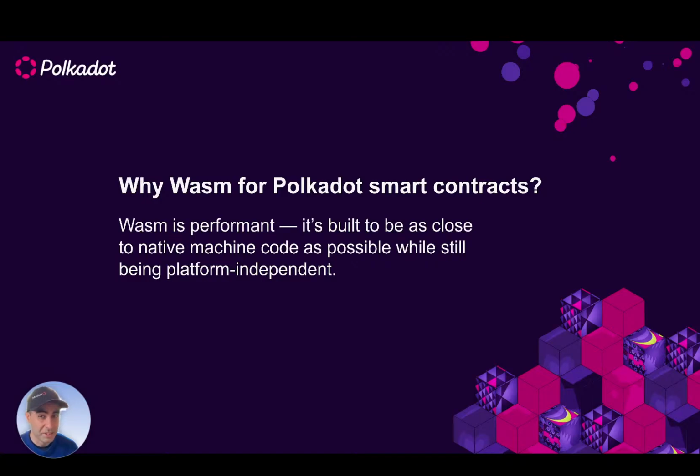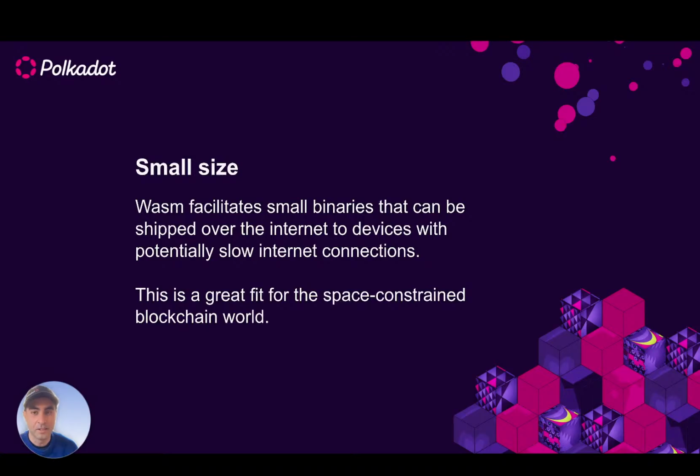So why WebAssembly? WebAssembly is highly performant. It's fast because it's built close to native machine code. It's platform independent. It was built for space constrained mediums, for example, browsers, right? Or like in here it says it can be shipped over the internet to devices with potentially slow internet connections. So it was built with that in mind, which is great for the blockchain, right? If we're thinking of Ink smart contracts, when we compile down to WebAssembly, we have to upload that code to a blockchain, right? An Ink compatible blockchain. So all these little WASMs get uploaded to a Substrate-based blockchain. So WebAssembly is a great choice for that, and WebAssembly is performant. It's fast.